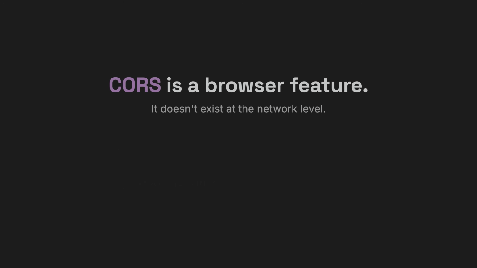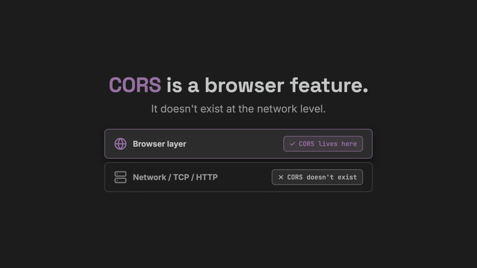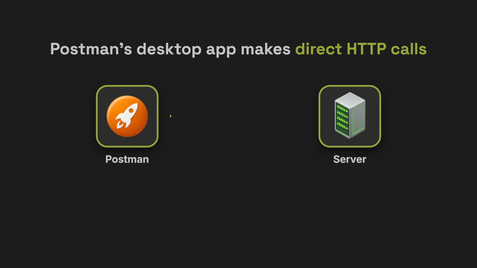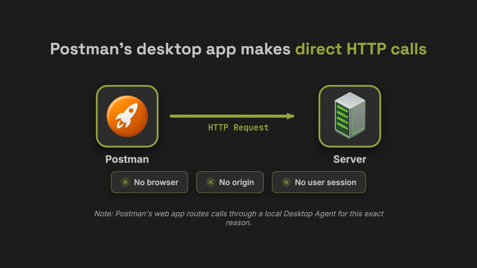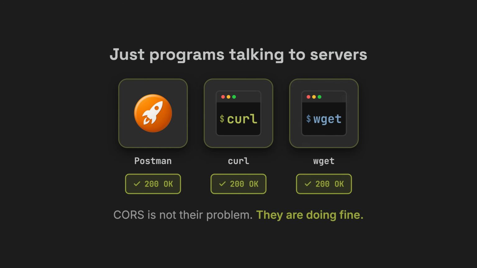CORS is a browser feature. It does not exist at the network level. Postman's desktop app makes HTTP calls directly to the server. No browser, no concept of an origin, no user session to hijack, no idea who you're logged into or what other tabs you have open. Same as curl, same as wget. They're just programs talking to servers. CORS is not their problem.